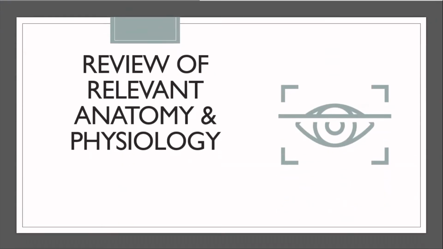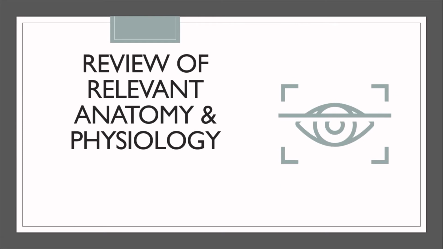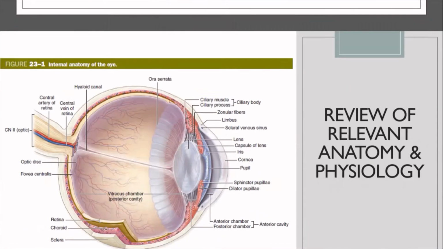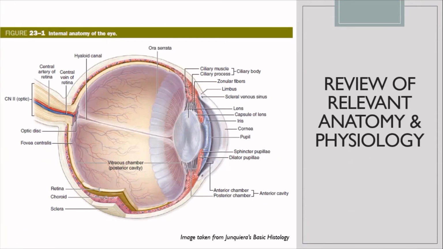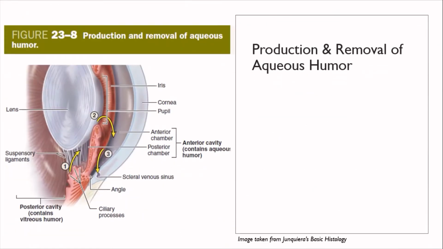So just a review of the relevant anatomy and physiology. I'm sure we're all very familiar with the structure and the function of the eye, and this is a cross section, and what we will be focusing on today will be this part. Let's go to the next slide. This is the part where we can clearly see the production and removal of the aqueous humor.